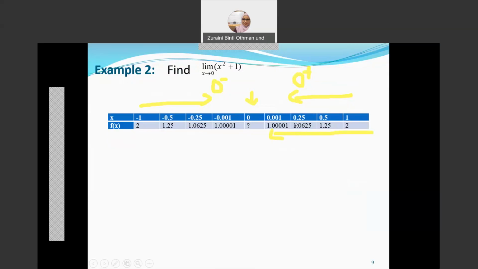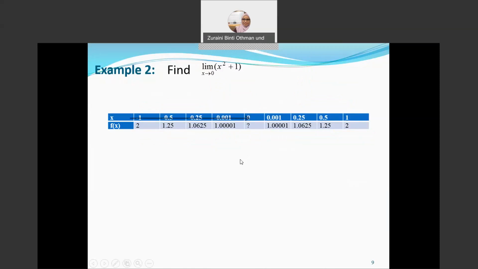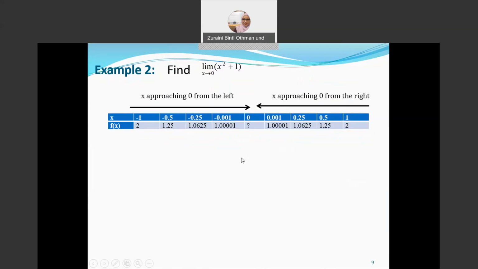Daripada 2, dia menghampiri satu titik, which is 1, right? Dan ni pun sama. Semakin dia menghampiri dengan kosong, nilai dia menghampiri 1, kan, daripada sebelah kiri. Okay, so kita tengok pattern dia. Semakin kecil dan semakin dekat dengan 1. Ini pun juga semakin kecil dan semakin dekat dengan 1. So kat sini, ni penerangan dia, approaching from the left and from the right.